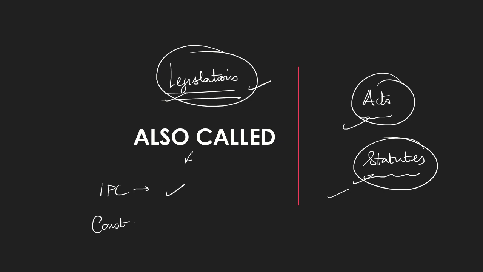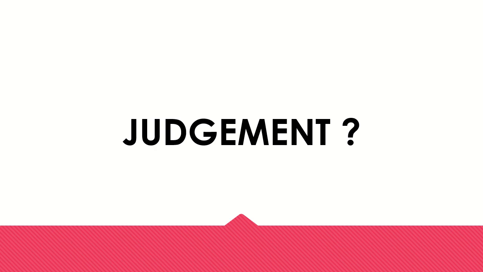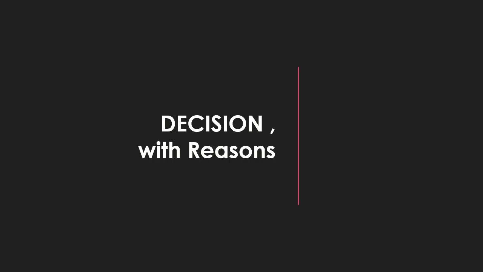Good. Let's proceed. Now, what is a judgment? You see, there is a dispute between two people, and you go to the court, and there has to be a decision, right? But what is a decision without reasons, right? So the court, when it gives its decision, also gives you the reason. Briefly, you can understand that this is what a judgment is.